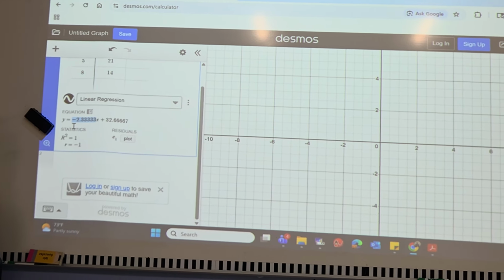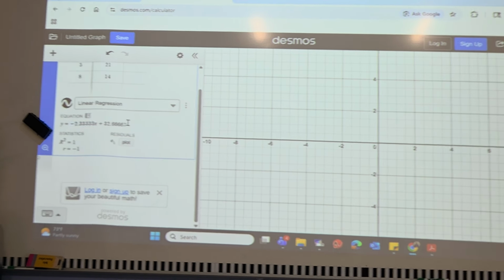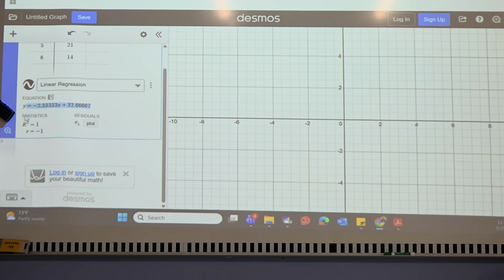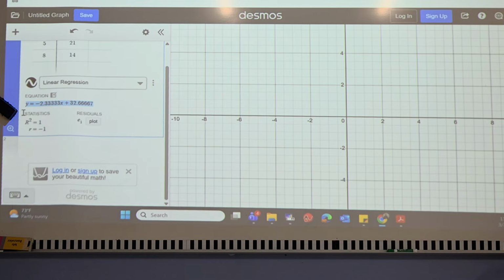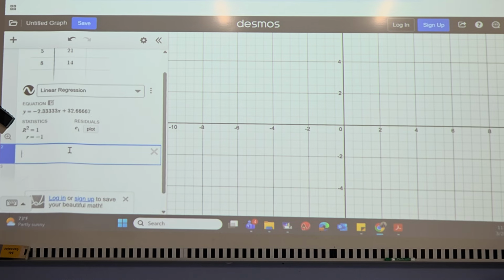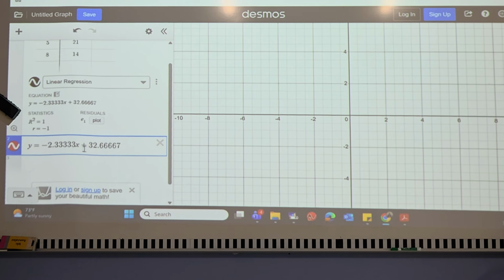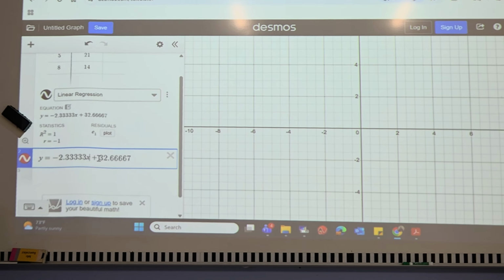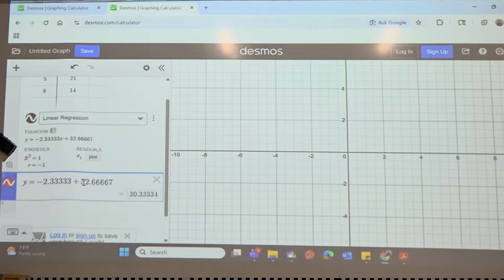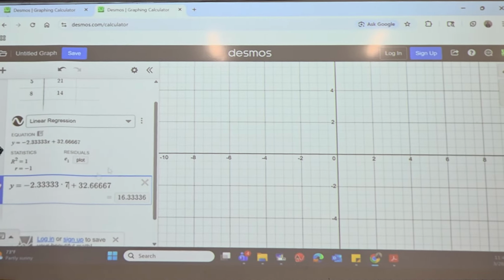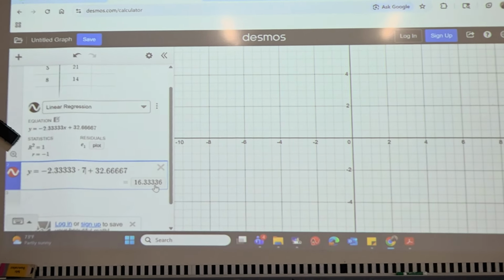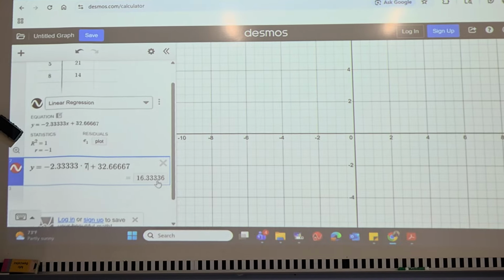Now, for B2, what you have to do is take this right here, copy it, and then paste it, right? Because now the problem is asking you for an input. I believe the problem was asking you, what is your output if your input is 7? So it's 16.333. That's your answer.